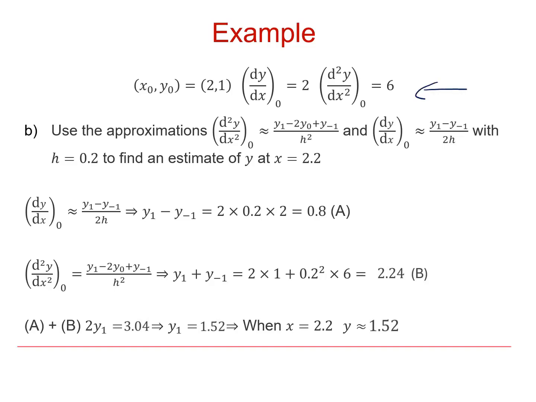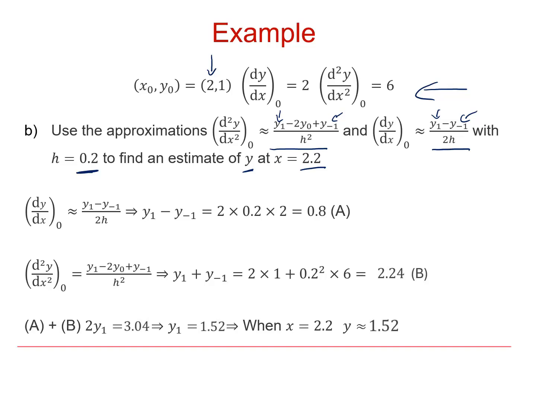So here are all the values we've generated, and we're asked to use these approximations to work out the value of y when x equals 2.2, given a step length of 0.2. So that's only one step length up above our starting value at 2. So we're interested in these formulae. We need to find y1, but we have an unknown in these formulae. That's the y minus 1.